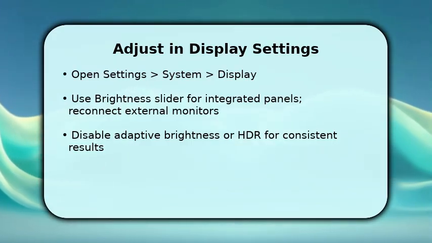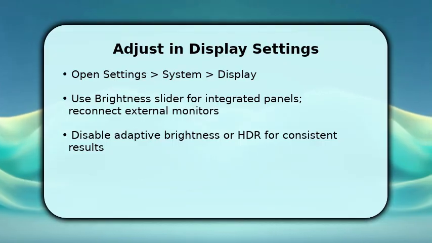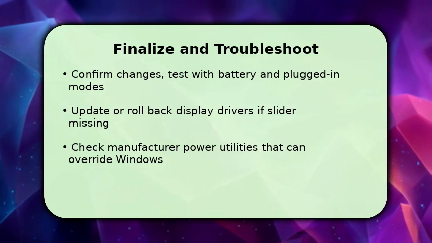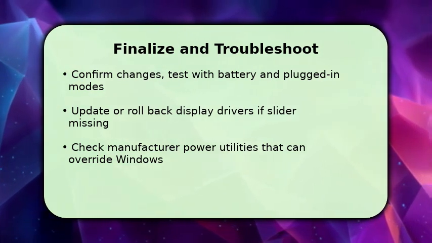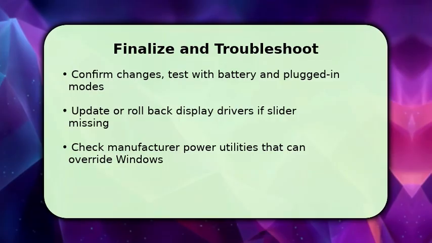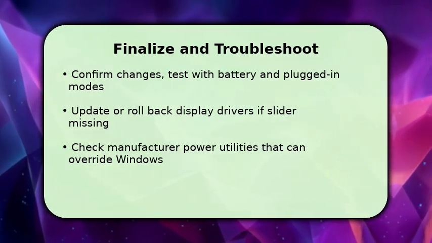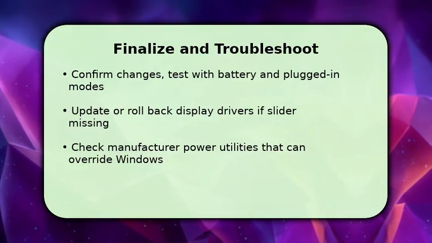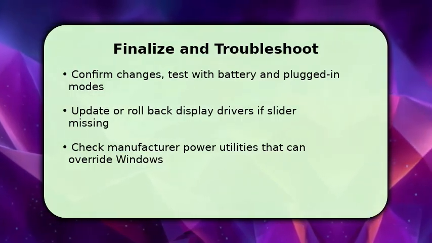To finish, test your chosen brightness on battery, and while plugged in, because power profiles can alter the setting, so switch profiles as needed. If the slider is missing or erratic, update or roll back your display or graphics driver in Device Manager and reboot. Also check any vendor power utilities. They can override Windows controls.